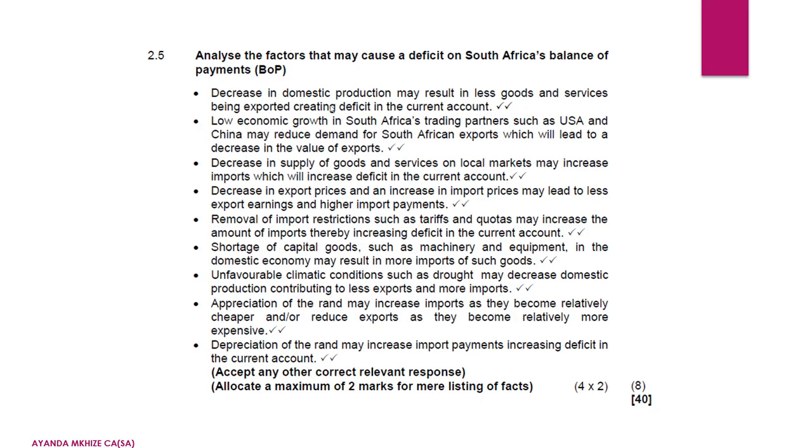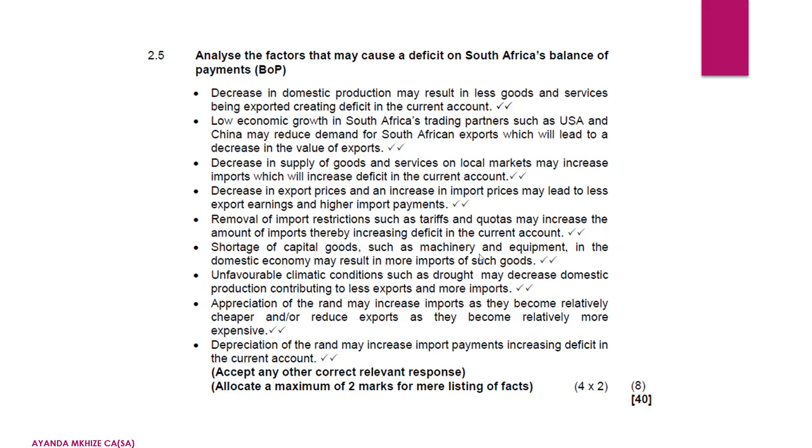So then, a decrease in domestic production may result in fewer goods and services being exported, creating a deficit in the current account. Low economic growth in South Africa's trading partners such as the US and China may reduce demand for South African exports, which would lead to a decrease in the value of exports. A decrease in supply of goods and services on the local market may increase imports, which will increase the deficit in the current account. A decrease in the export price and an increase in the import prices may lead to less export earnings and higher import payments. Removal of import restrictions such as tariffs and quotas may increase the amount of imports, thereby increasing the deficit in the current account.